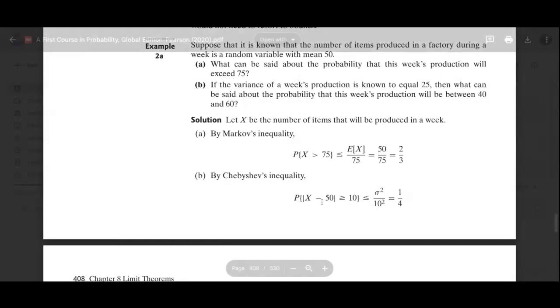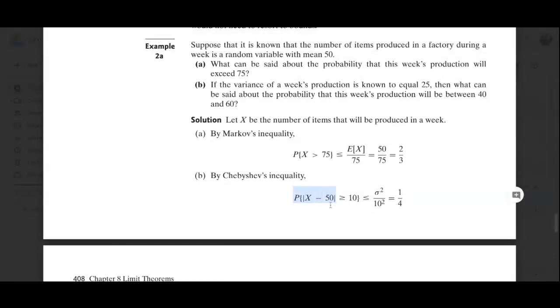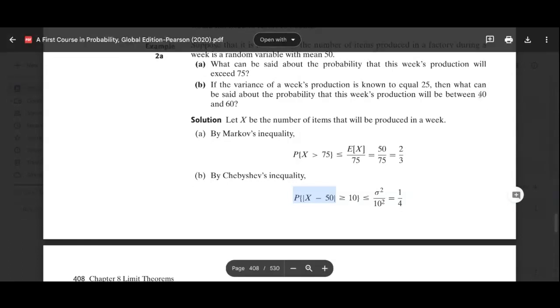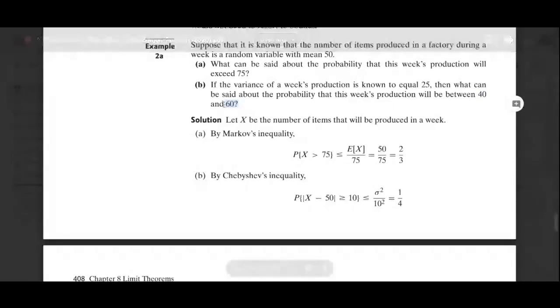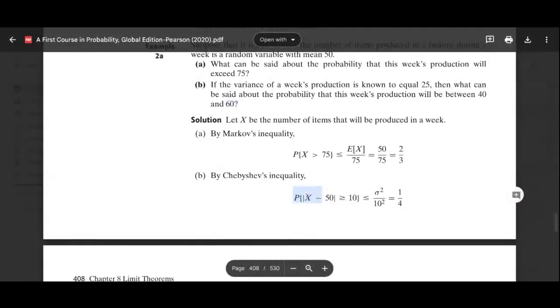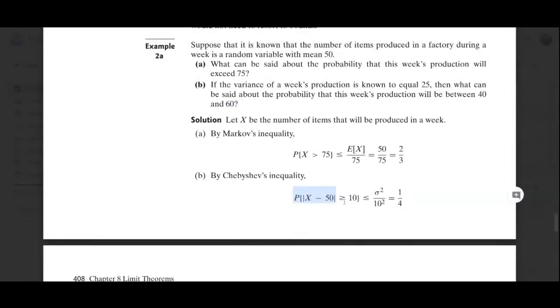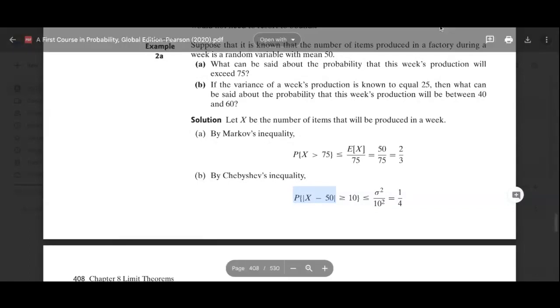The second part is by Chebyshev's. We have the absolute value of X minus mu, where mu is 50, greater than or equal to 10, because it's from 40 to 60. 40 is 10 less than 50 and 60 is 10 more than 50, so that means the absolute value of X minus 50 is greater than or equal to 10. By Chebyshev's inequality, that's sigma squared divided by k squared. K in this case is 10, so 10 squared, and sigma squared is 25.